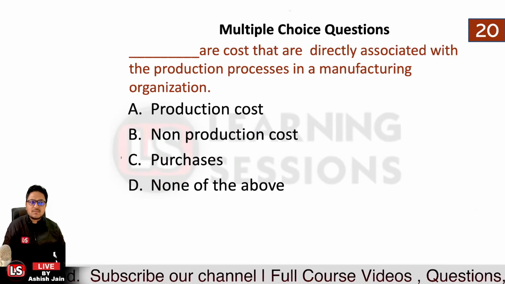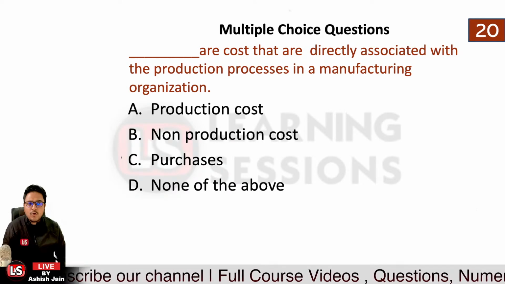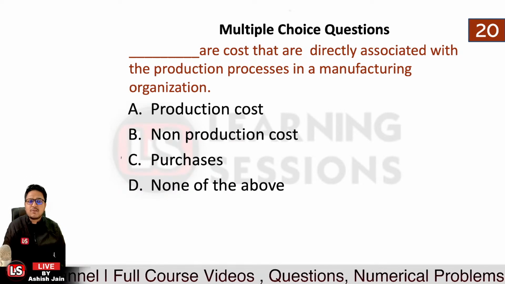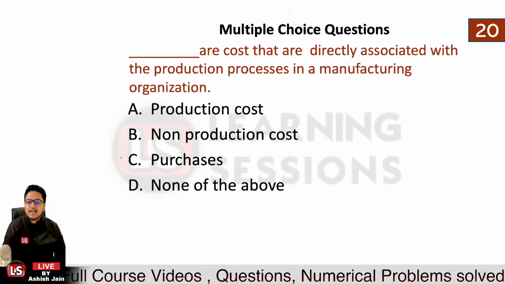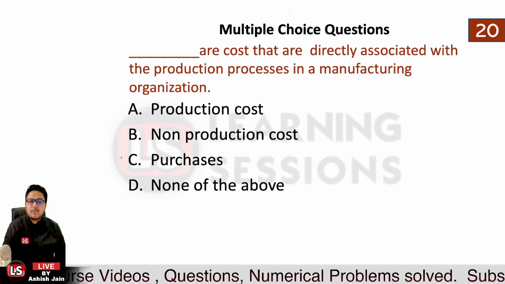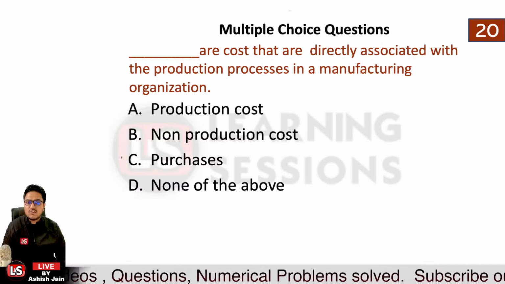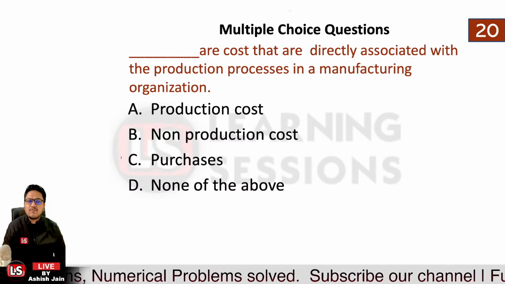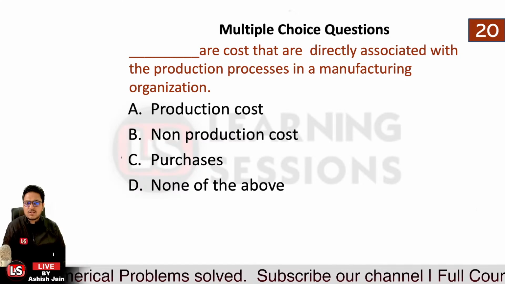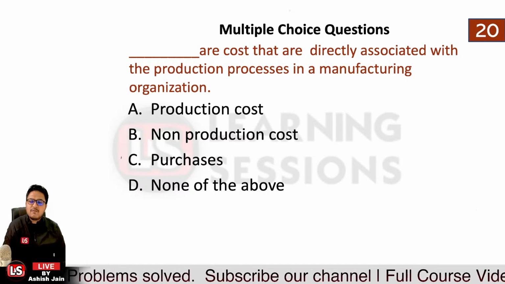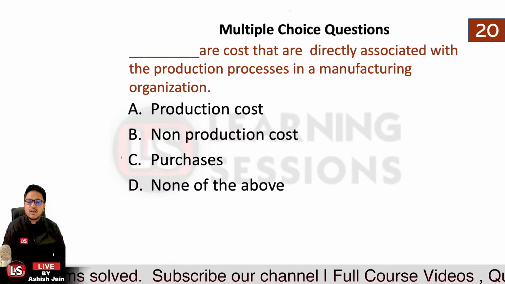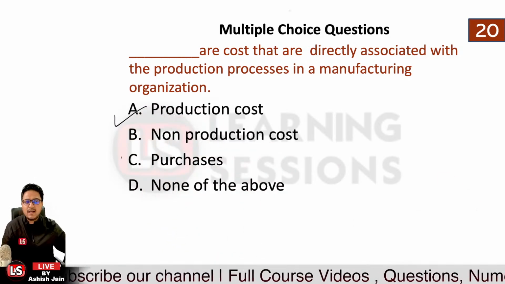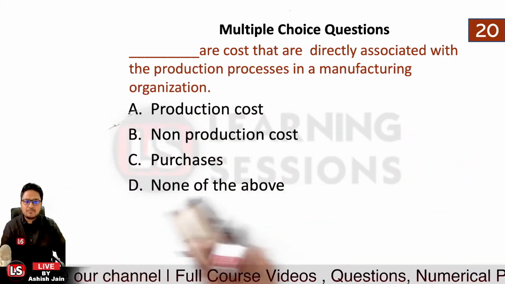Next question, it says, which of the following are the costs that are directly associated with the production processes in a manufacturing organization? Production cost, non-production cost, purchases, none of the above. So it's related to production cost, which is directly associated with the manufacturing organization. So option A over here would be the right answer for question number 20.